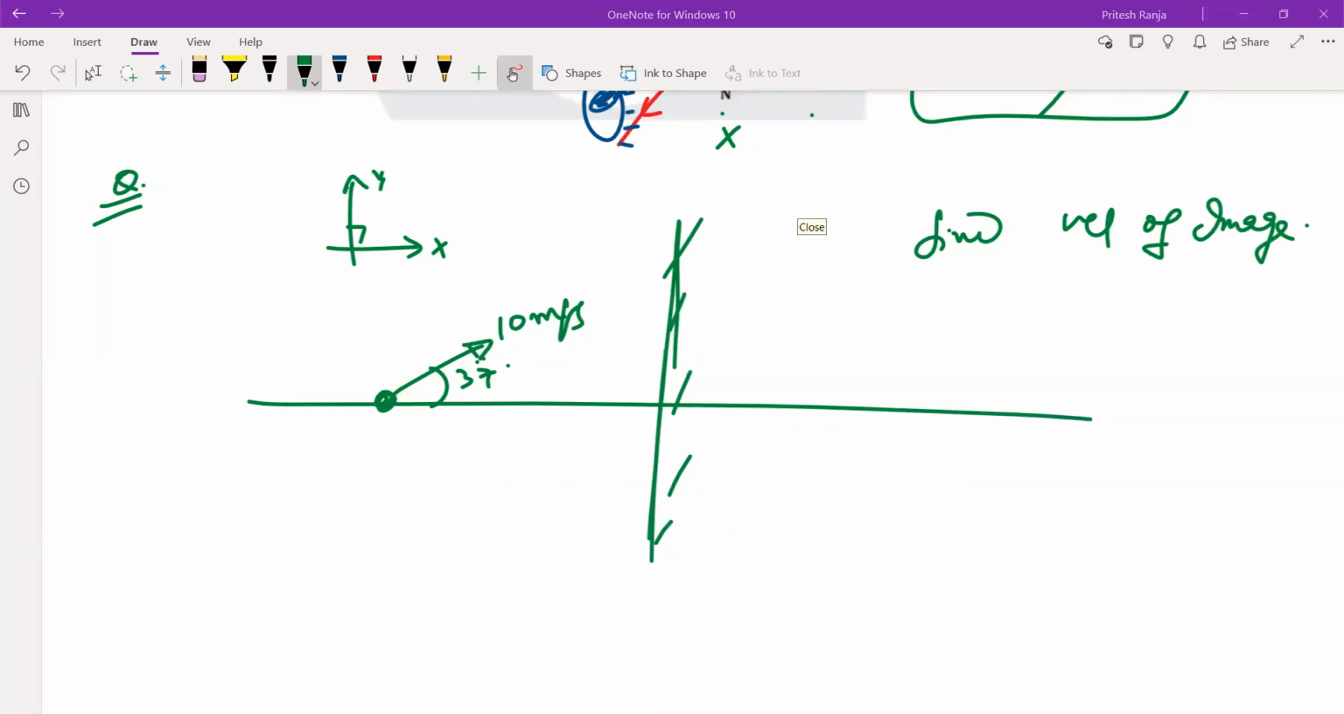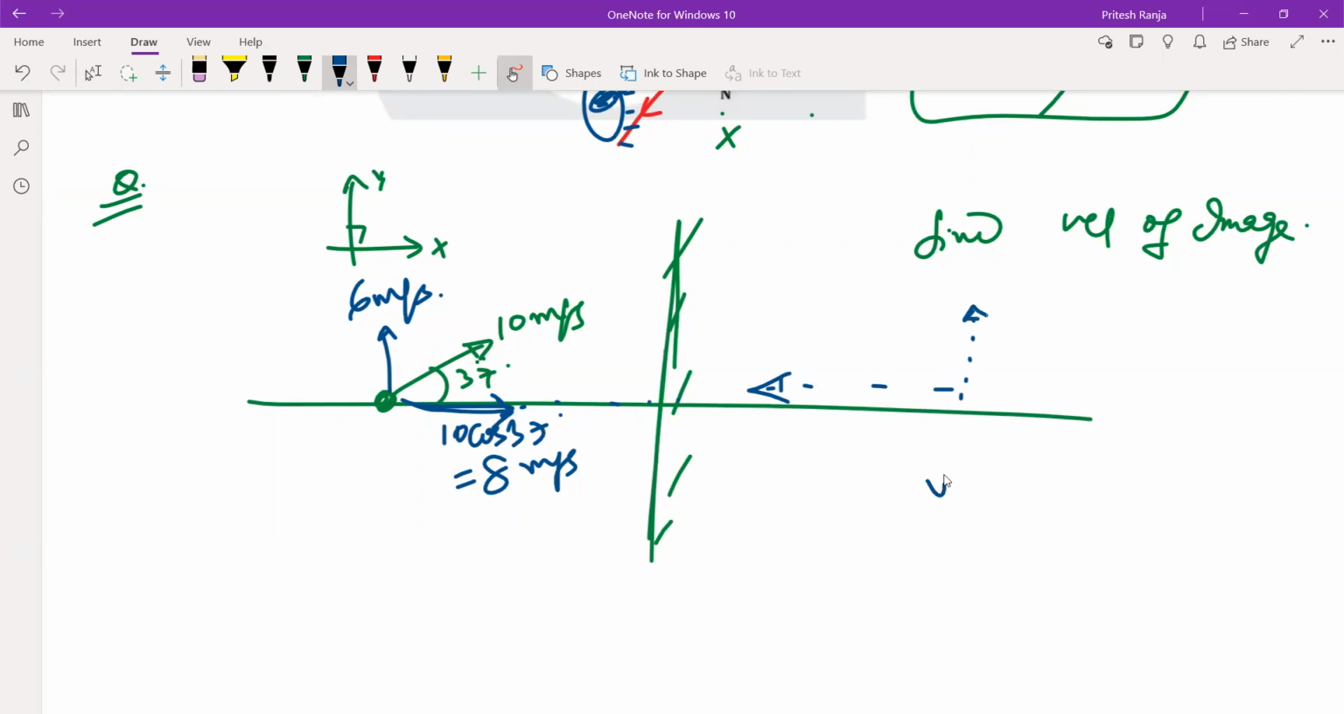Minus 8i plus 6j. Let us check. If we project this, we are going to get 10 cos 37, so that will be 8. And here you will get 6 meter per second. As the object is approaching with speed 8 meters per second towards the mirror, the image will be approaching with the same speed, and in this direction the speed will be the same. So the velocity of the image will be minus 8i plus 6j meter per second.